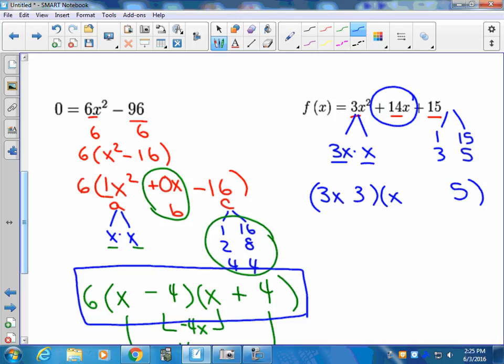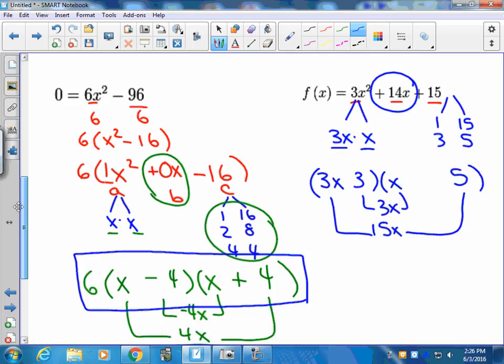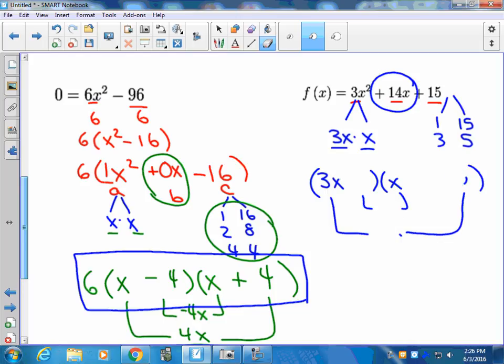So I place the 3 and 5 in, and this is where it is guess and check. I've guessed an order. I'm using my inside-outside loop. I've got a 3x and a 15x, and I can't make 14 out of these 2 numbers. So I know that that order is wrong. Now, I don't want to jump to 1 and 15 yet until I flip the 5 and the 3. That's the important part when you've got a number in front of one of your x values. You want to make sure you flip your numbers around and test it both ways.